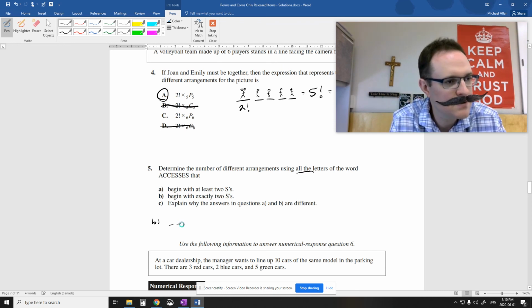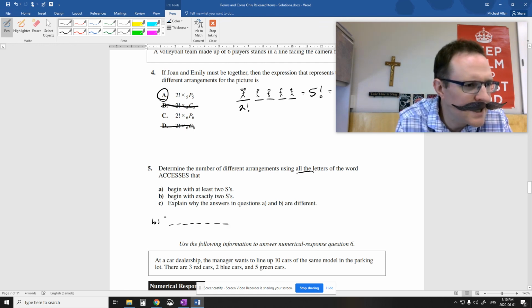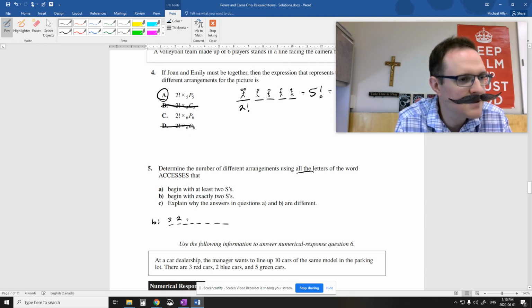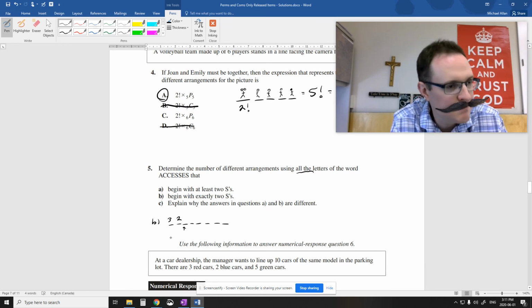How many letters? 8. 1, 2, 6, 7, 8. Okay. So I have 3 S's. I have 2 S's, but I have to be exactly. So now the problem is this next letter cannot be an S, right? It's got to be something else. And then all the other ones could be an S somewhere. It has to be exactly 2. So this cannot be an S. Not an S, right in there.